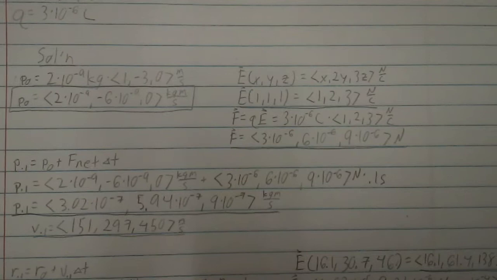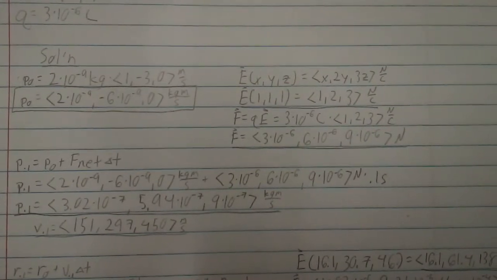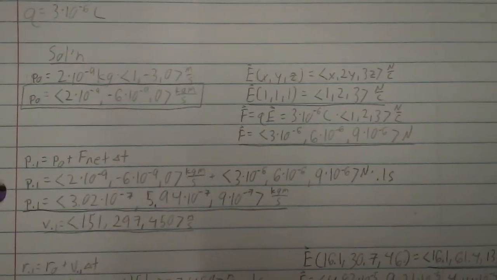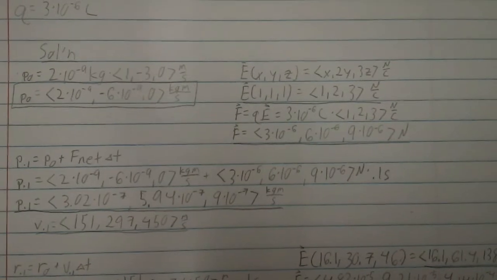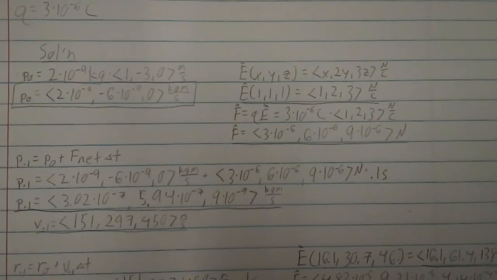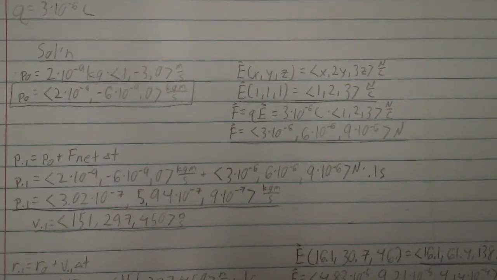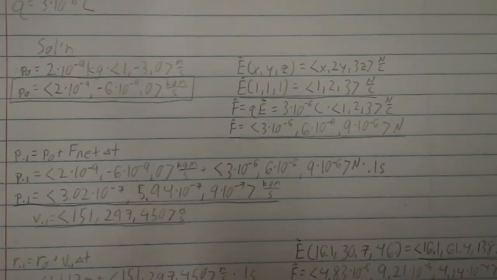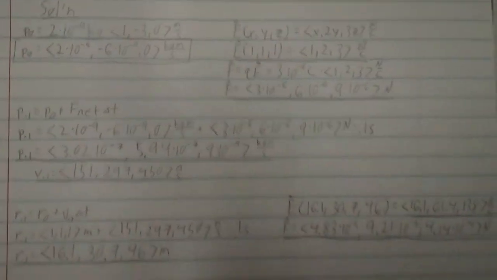We're going to be using the momentum update equation, which says that the momentum final is equal to the momentum initial plus F net delta t. So we input all of those values, and we get that the particle's momentum at t equals 0.1 seconds is 3.02 times 10 to the negative 7th, 5.94 times 10 to the negative 7th, 9 times 10 to the negative 7th kilograms meters per second. And it is moving at 151, 297, 450 meters per second.